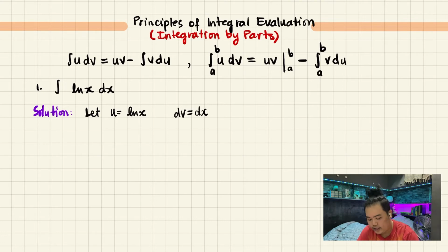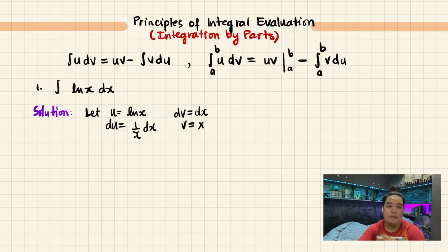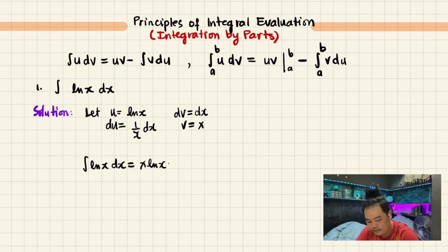And then differentiate this part to get du. The derivative of ln of x is 1 over x. While for this one, ang integral ng 1 ay x lang. Sa dulo na tayo maglalagay ng plus c. And let us apply the integration by parts formula. So yung integral ni ln of x dx is equal to, anong sabi ng formula? uv, so u times v, x ln of x minus integral ng v du.